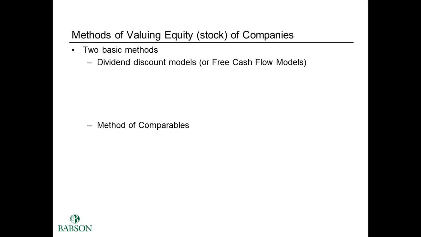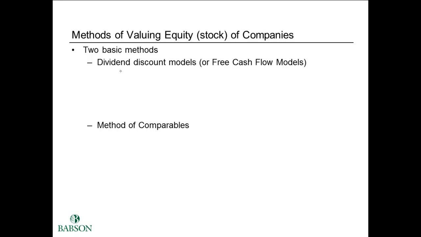There are a couple of methods that we employ to value the stock of companies. They fall under two categories. One is dividend discount models, and the second is a method of comparables. You should know that there's multiple terms for each of these. Currently, analysts use something called free cash flow models as a substitute for dividend discount models, but we're going to start with dividend discount models and you'll see how it plays out from there.